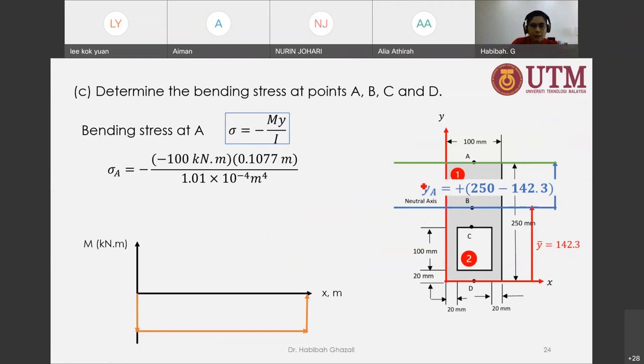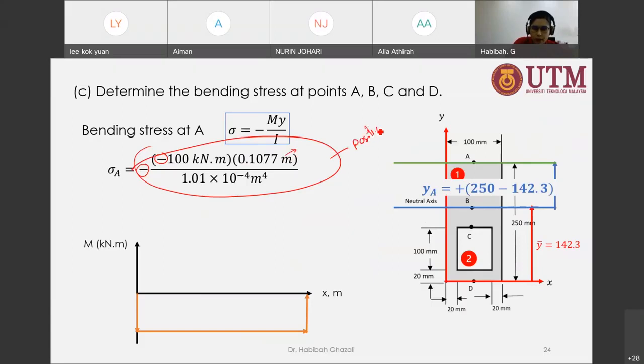This is my Y, my M. You can see at any point of that beam, the bending moment is constant at negative 100 kilonewton meter. So I'm going to put that negative 100 kilonewton meter, which is my internal bending moment, times my Y, the distance from the neutral axis to A. Y is positive because it's on top of the neutral axis, divided by I. You can see this is negative, this is negative, so this whole equation is going to be positive.